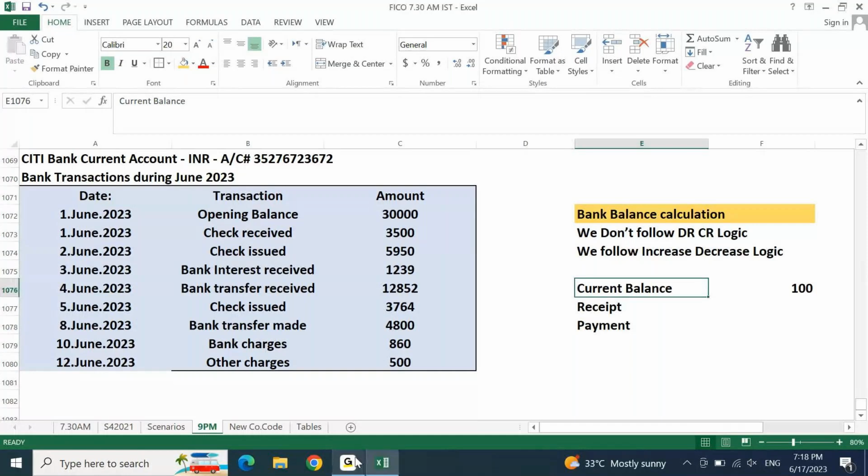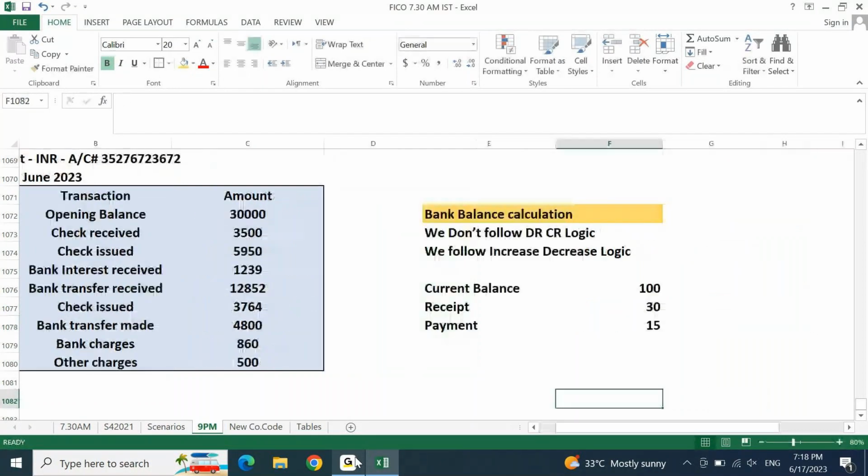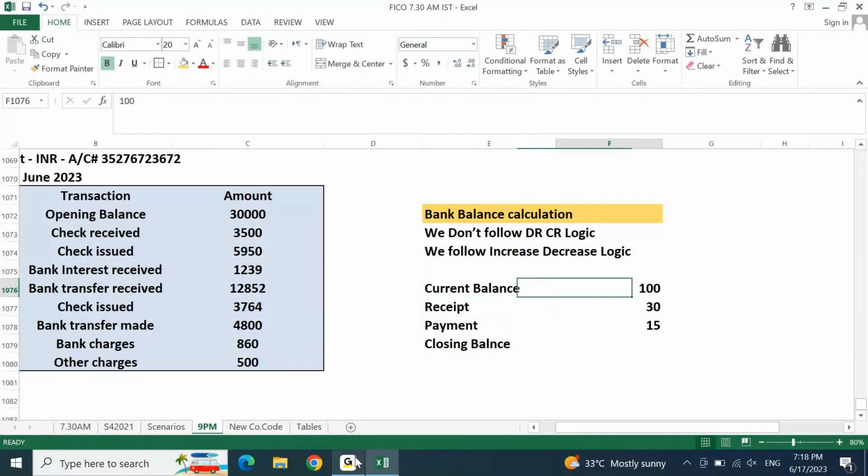Let's say your current balance is 100 and you have a receipt of 30 and you have a payment of 15. Now from this you need to calculate the closing balance. Now what normally we will do when you're talking about current balance, there is a positive balance or negative balance.